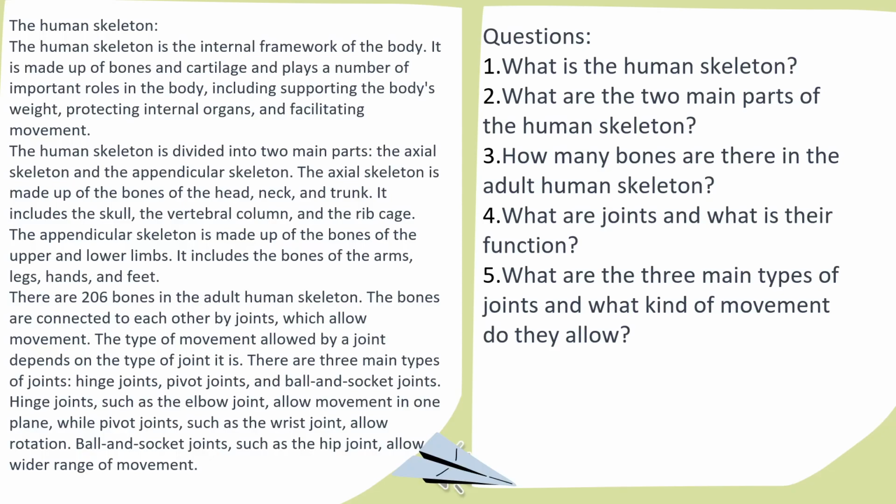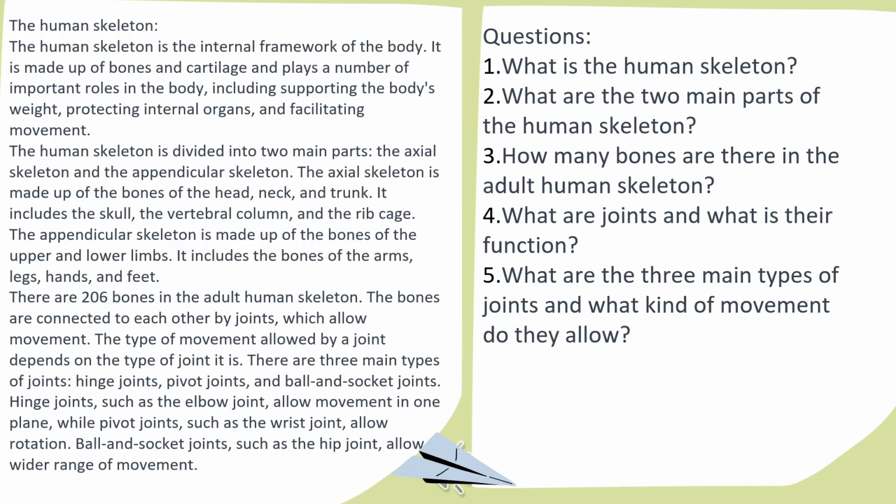The human skeleton. The human skeleton is the internal framework of the body. It is made up of bones and cartilage and plays a number of important roles in the body, including supporting the body's weight, protecting internal organs, and facilitating movement.